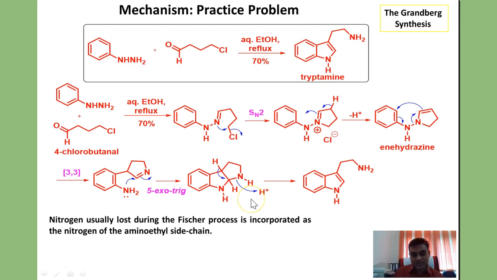Now, what is important in this reaction is that generally out of two nitrogens of phenylhydrazine, one nitrogen is lost in the form of ammonia, and one nitrogen becomes part of the indole. Here, both the nitrogens become part of the same molecule, and therefore this reaction is very important. It is called the Grandberg synthesis.